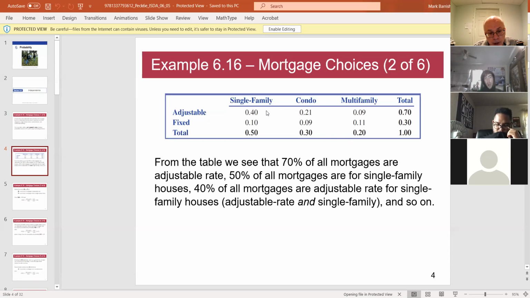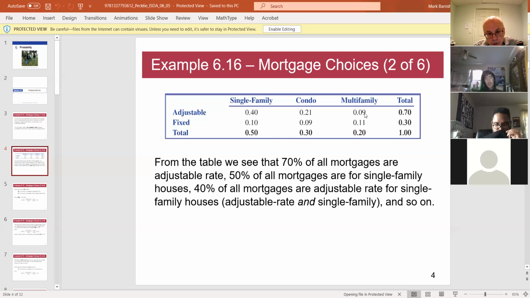Then there are different types of houses, or living spaces, that you may take out a mortgage for. You may have a single family home. You may have a condominium. That's usually for people maybe who are a little bit older.